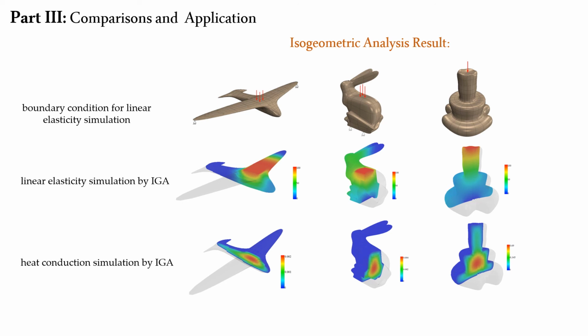Here are some examples of linear elasticity simulation and convection simulation by IGA on our result model. These examples show the great potential of our method in the field of IGA.